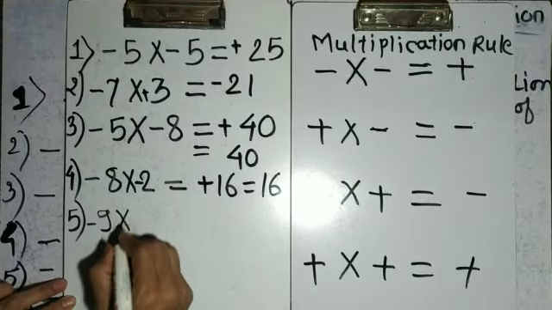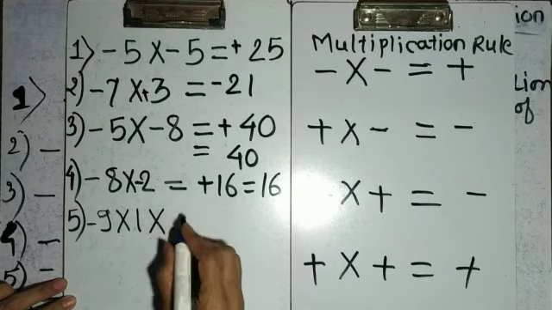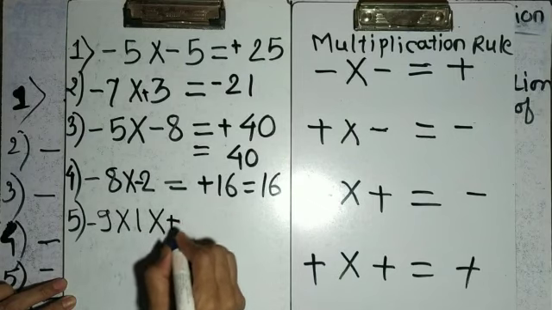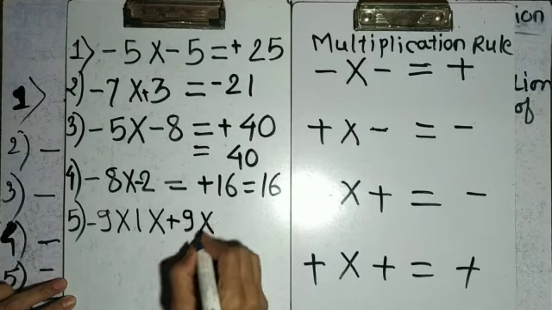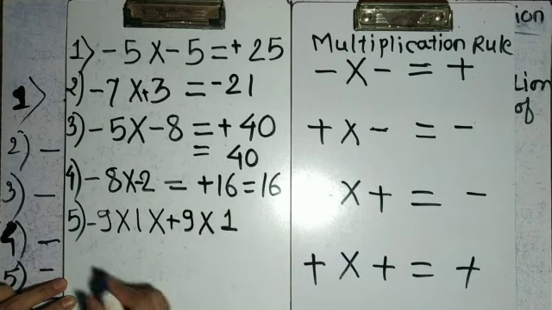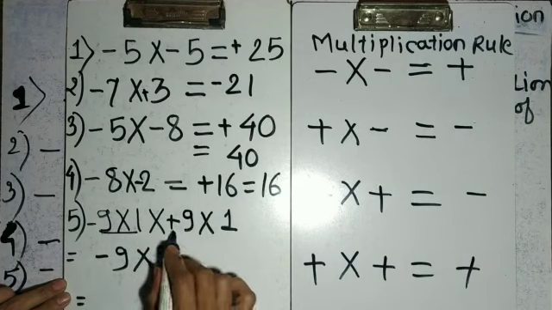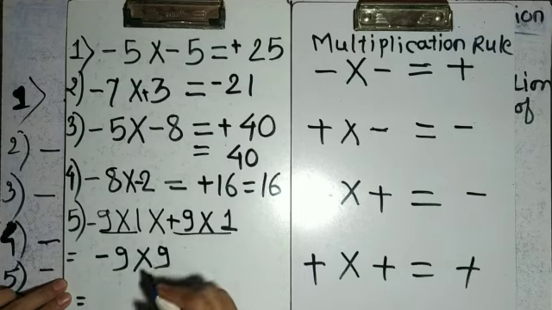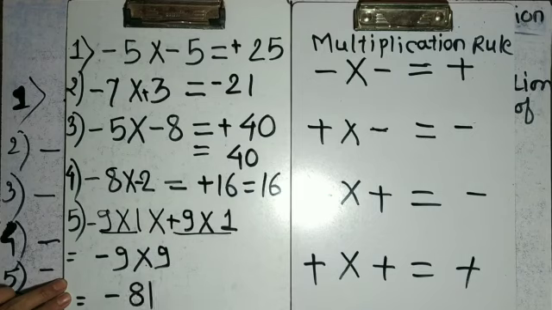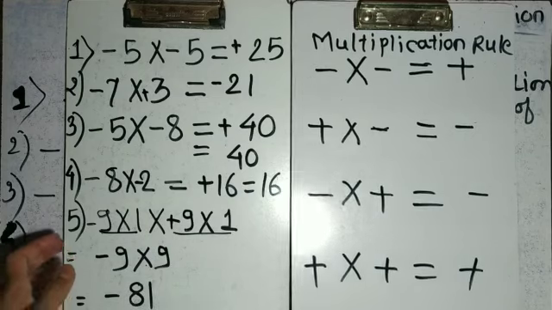Minus 9 into 1, plus 9 into 1. How will you solve this example? 9 1s are 9, minus 9, multiplied by 9 1s are 9. So we are multiplying these two numbers first, this take next, and multiplication is in between. 9 9s are 81, so minus 81. Are you getting it? Now we are going to do the next type of examples.